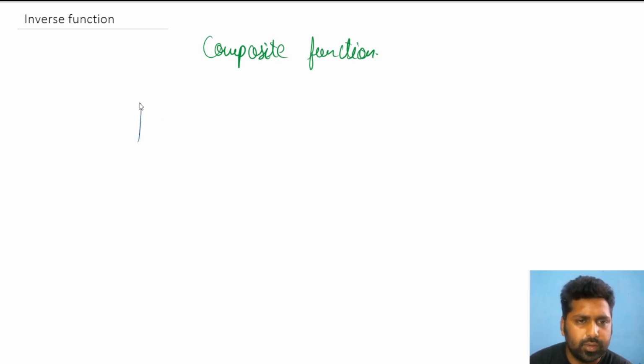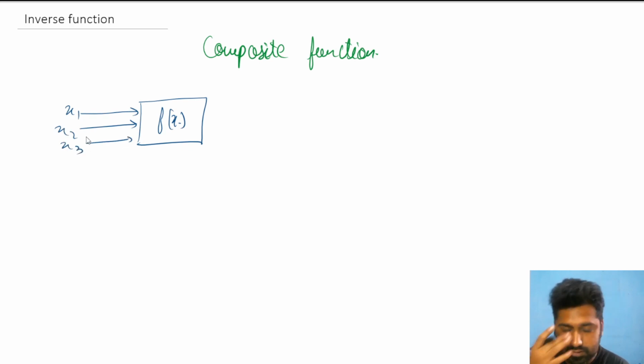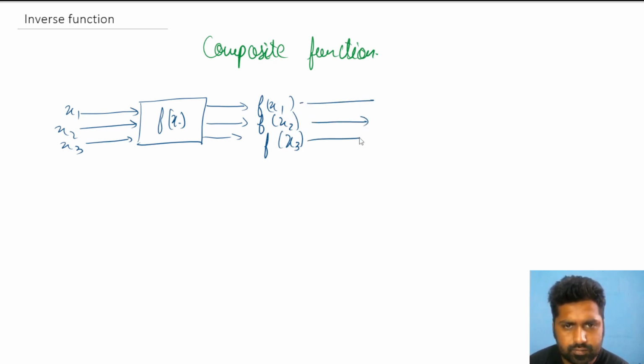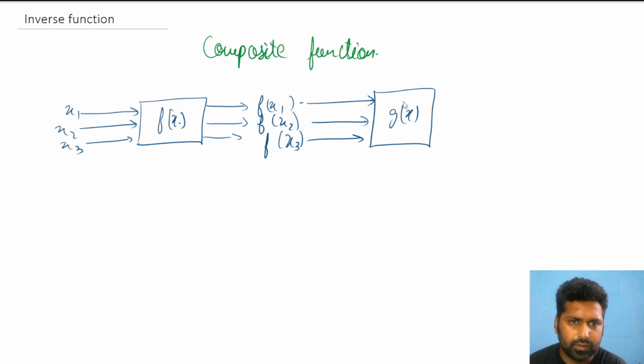So let's say you have a function f(x). You put the values of x as x1, x2, x3 inside this. And what do you get? You get some values as f(x1), f(x2), f(x3). If you put these inside another function, let's say that function is g(x). Okay.